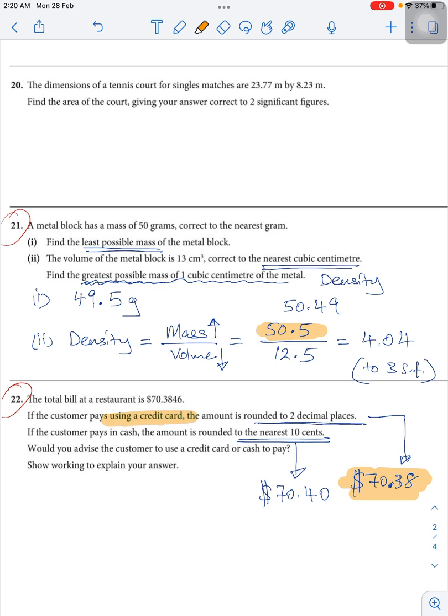Now, just be careful. If you notice in our textbook examples, when it's rounded to the nearest 5 cents, it has been rounded down. In this case, they never say it's being rounded down, so you round up, so you get 70.40, $70.40. Okay.